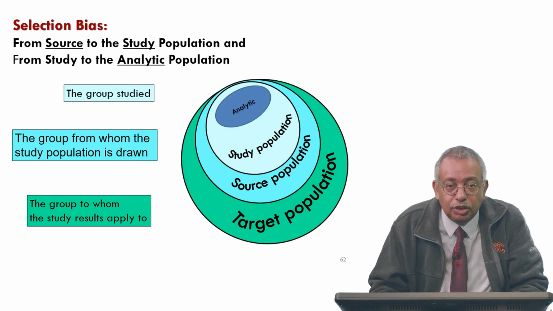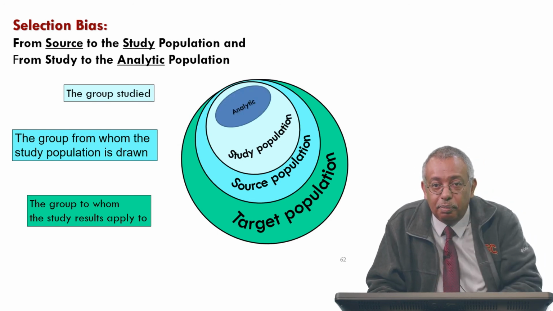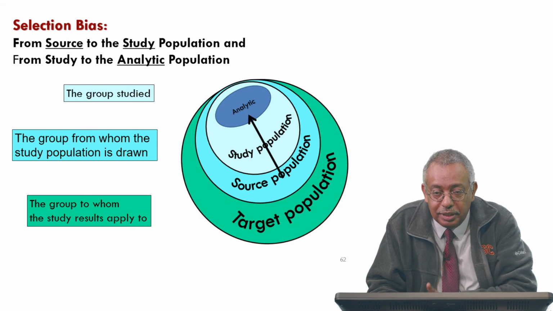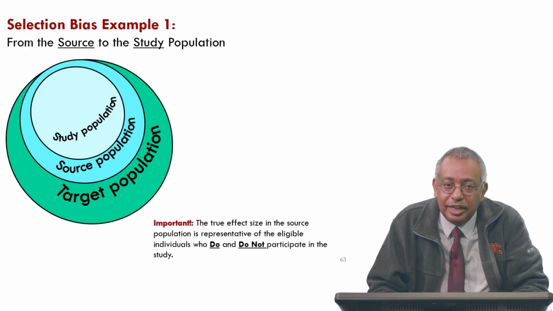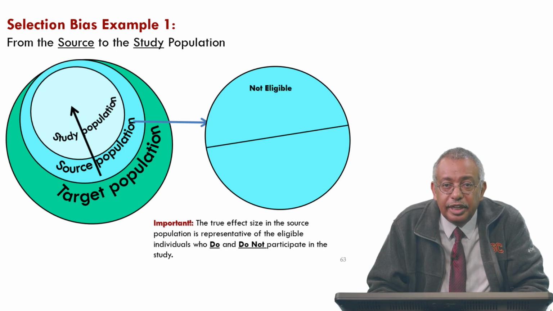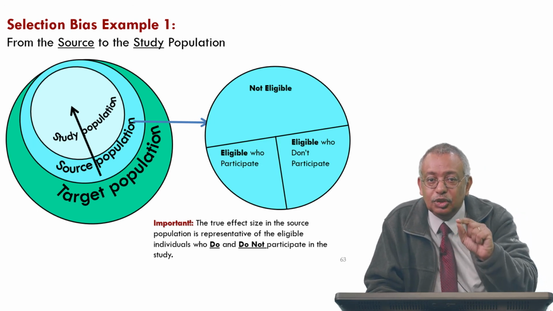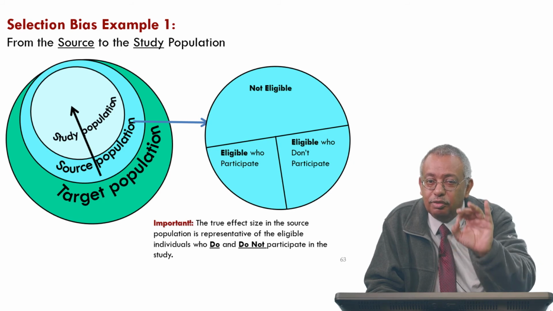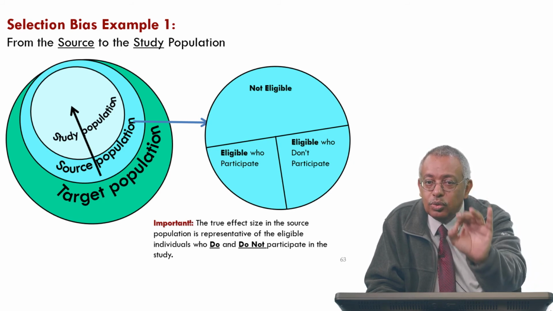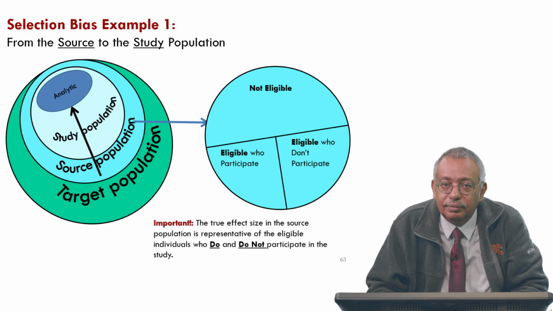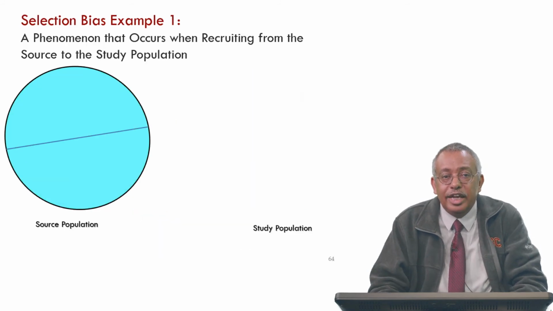Okay? So again, we're coming back to this issue of the source population and the study population. This is the same cartoon that I showed you earlier, but now you have the analytic population at the top, and you're trying to go from the source population to the analytic population. When you go to the actual conduct of the study, you have the ineligible, and then from those eligible, those who do not participate and those who participate. So the true effect size in the source population is representative of the eligible individuals who do and do not participate in the study.